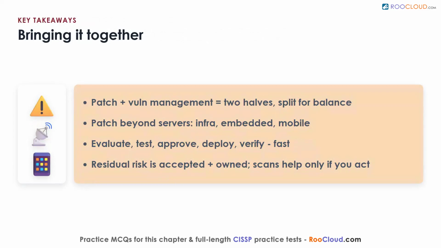So let's bring it together. Patch and vulnerability management are two halves of one defense, and splitting them across teams creates a natural check and balance. Patching reaches far beyond servers, to infrastructure, embedded devices, and mobiles. Good patching runs evaluate, test, approve, deploy, and verify, because attackers weaponize fixes within a day. Vulnerability management finds and prioritizes flaws, leaving residual risk that management consciously accepts and owns. Scans hunt weaknesses but only help if you act, and a common naming dictionary lets every tool speak the same language.